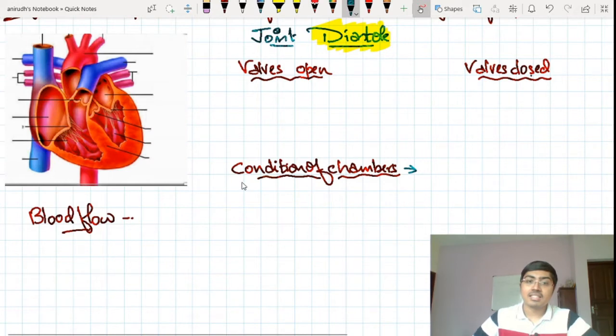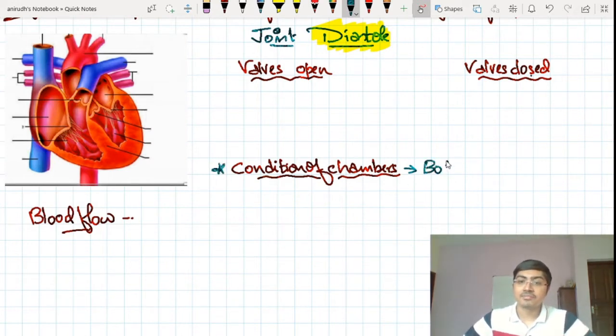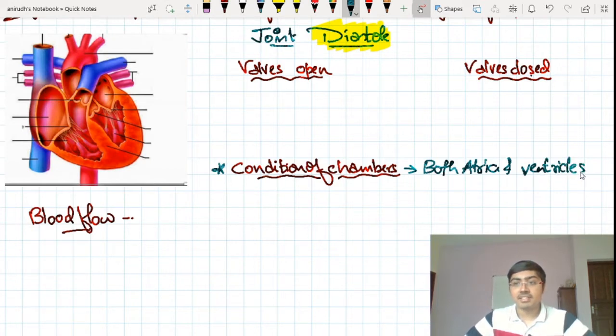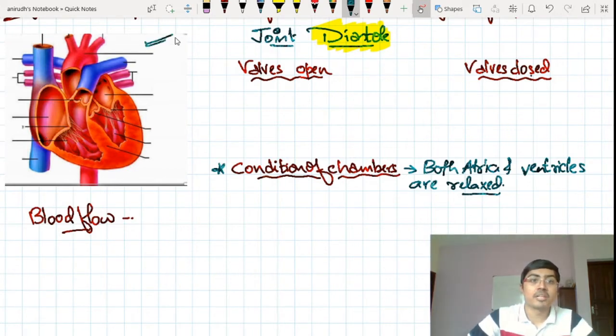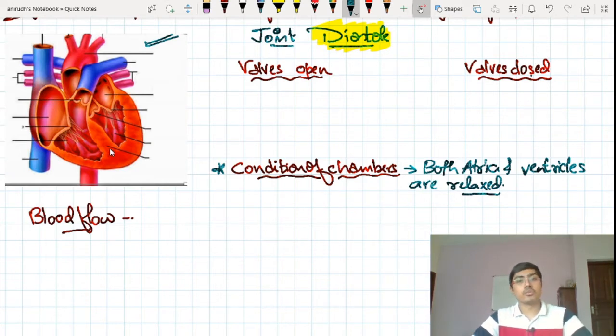So I can say the condition of the chambers of the heart, both atria and ventricles: atria as well as the ventricles are relaxed. They are relaxed, or they are in diastole. So this is called by the name of joint diastole. Both of them are together relaxed. So both atria and both ventricles are relaxed, just like what you see in this particular picture. Here you can see that both atria are relaxed, they are not contracted, okay? And these two ventricles are also in relaxed position. This is meant by the term joint diastole.